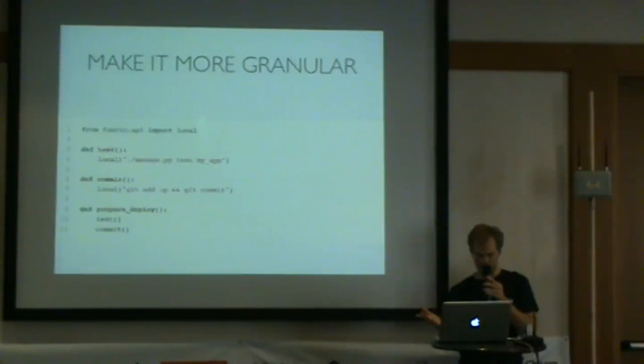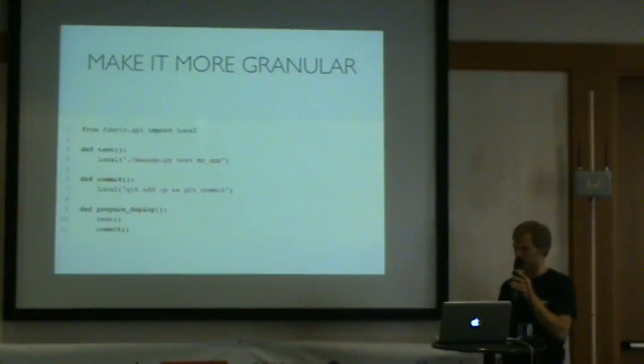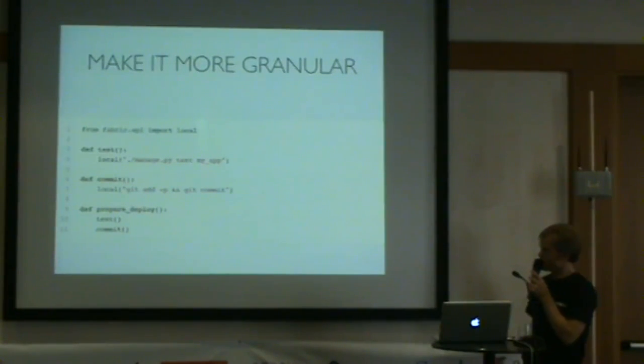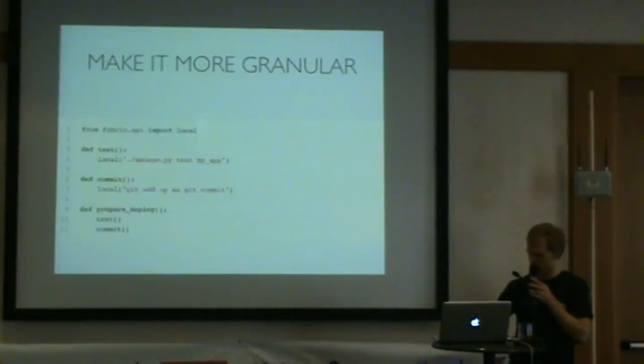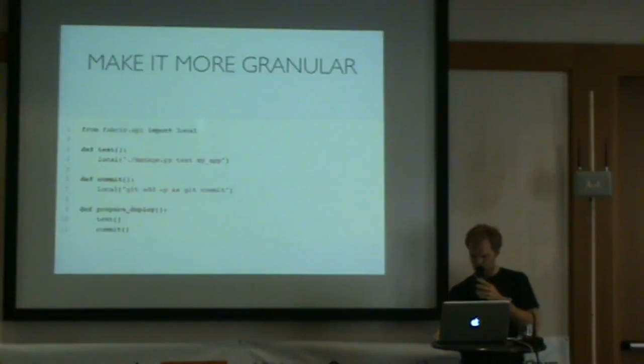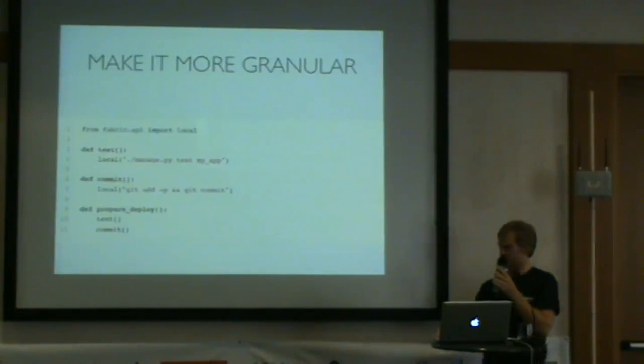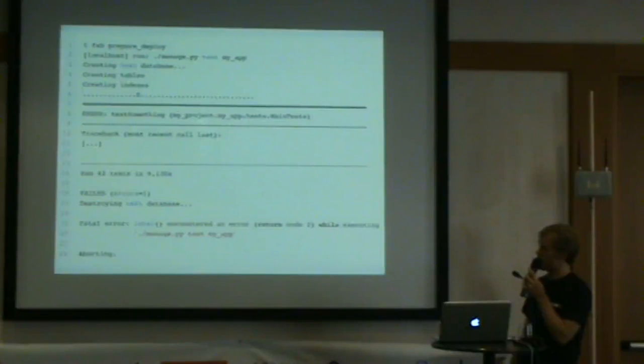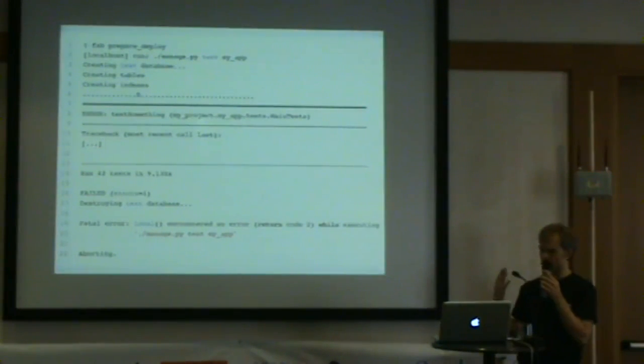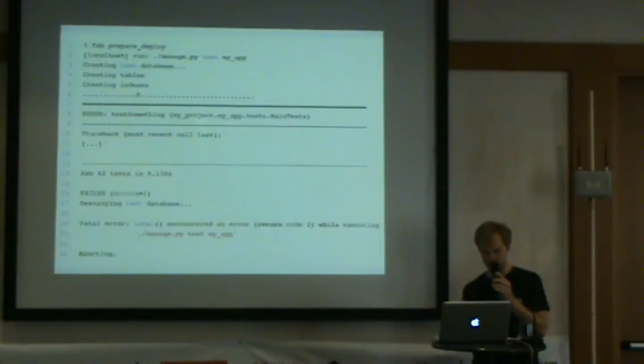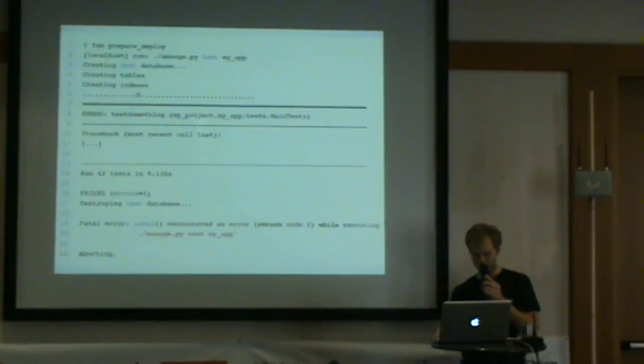And because this is just Python, you can make it more granular, you can break these things up. So our prepare deploy method is basically just calling the test method and commit. And what this means is that if there's a test that fails, then it will just abort the prepare deploy command, and it won't try to do a commit because our tests aren't passing. It'll never run the commit task.